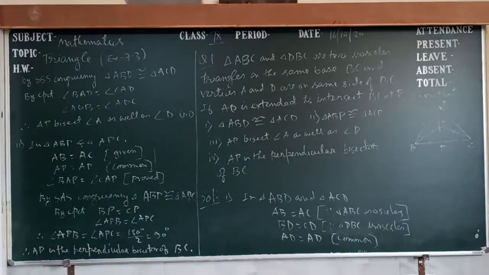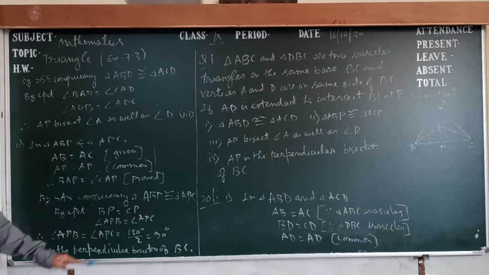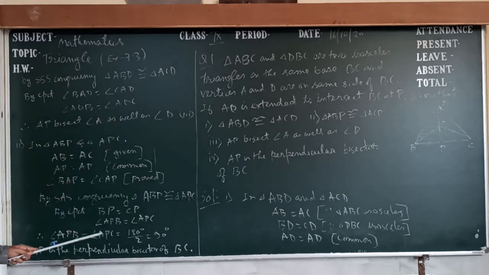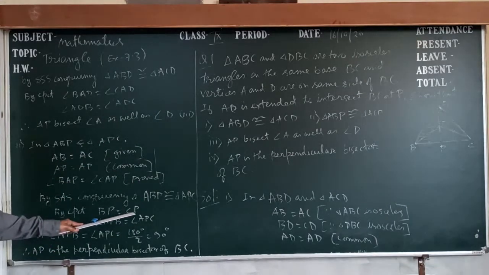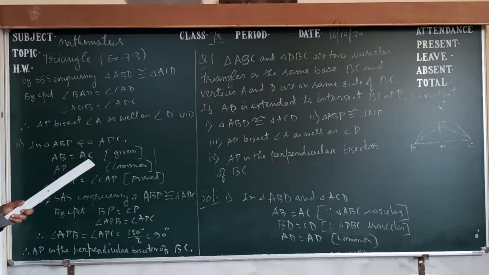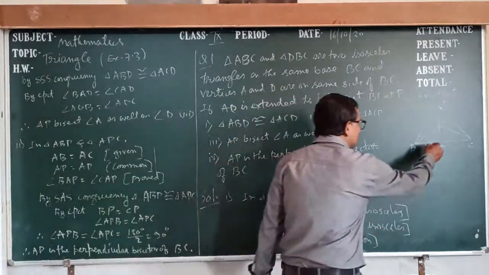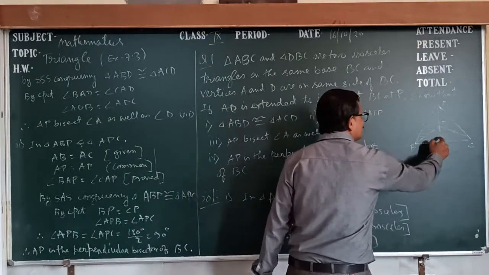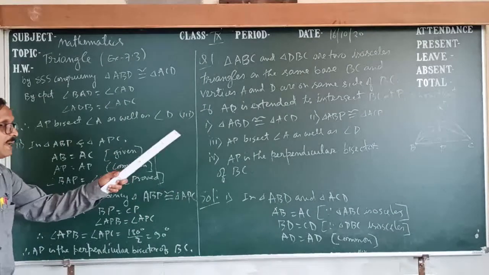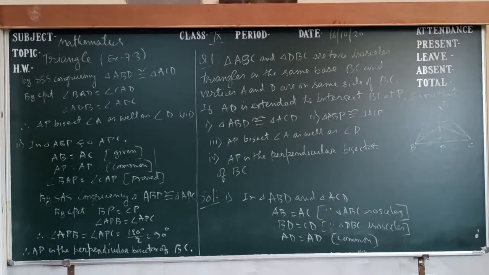Now the fourth one. As the triangles are congruent, by CPCT, BP is equal to PC, because two sides are equal and the third corresponding side BP is equal to CP. The remaining angles, angle APB and angle APC, are also equal by CPCT.